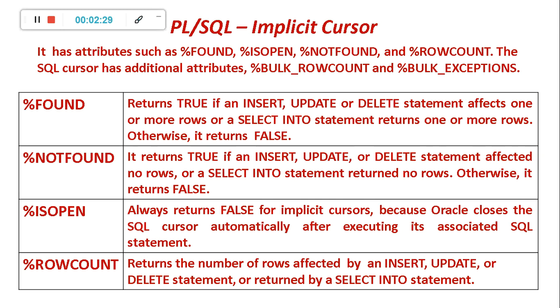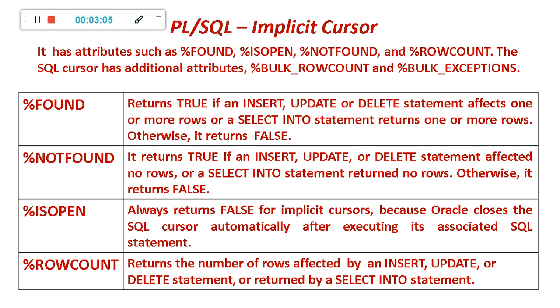%FOUND returns true if an insert, update or delete statement affects one or more rows, or a select into statement returns one or more rows. Otherwise, the value will be false. %NOTFOUND returns true if the statement affects no rows. If the DML statement does not affect any rows, then it will return true. Otherwise, it returns false.